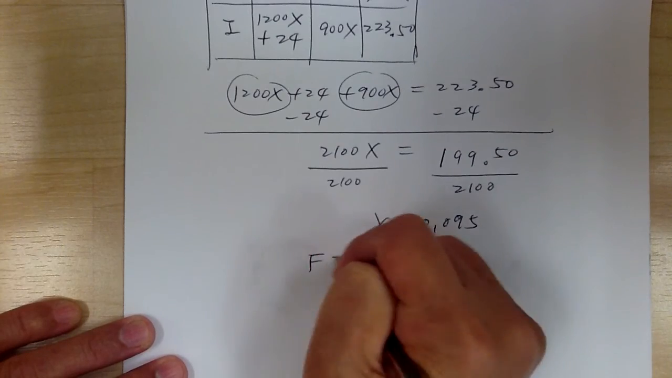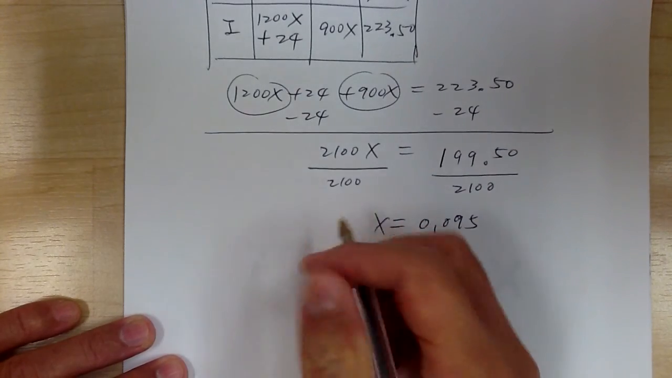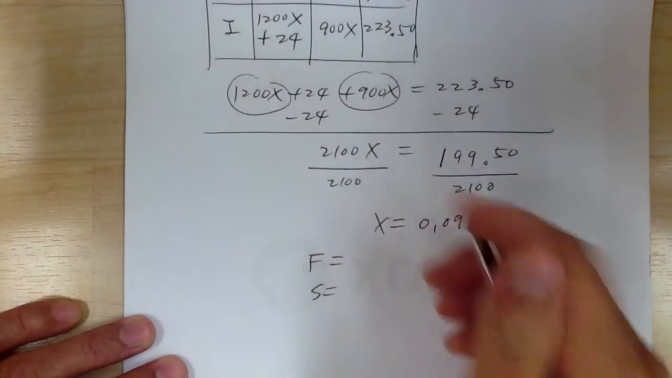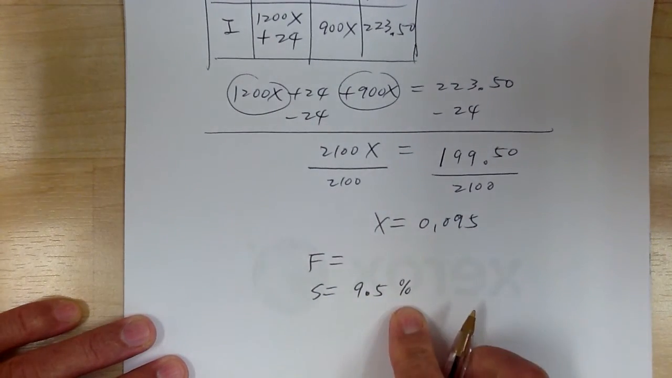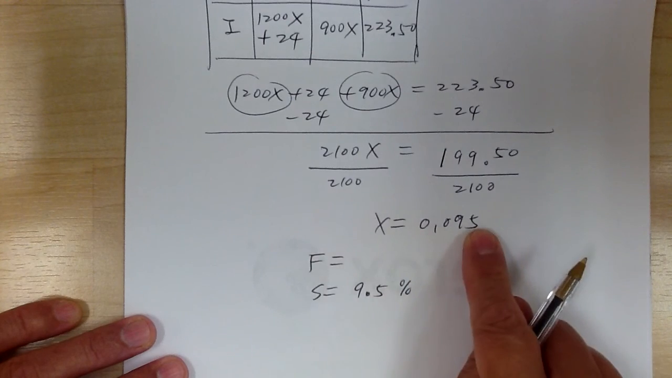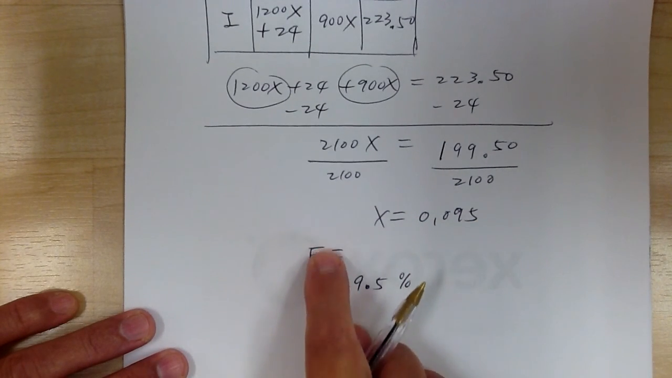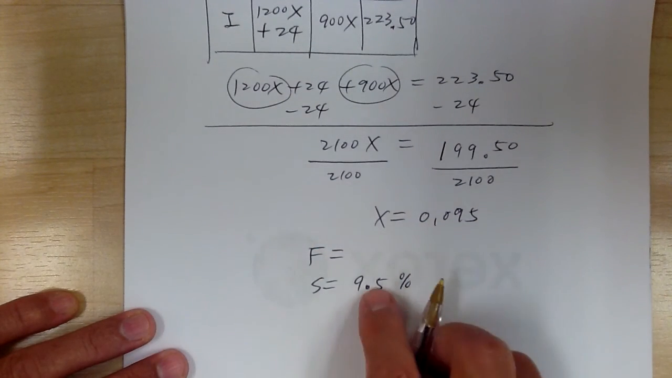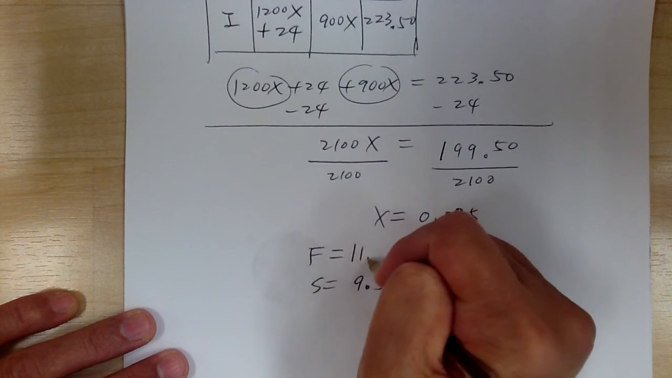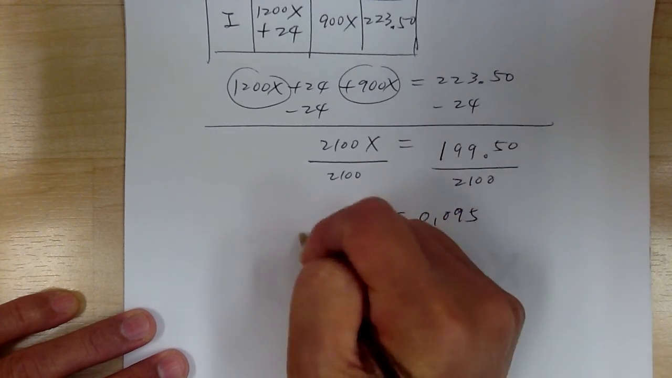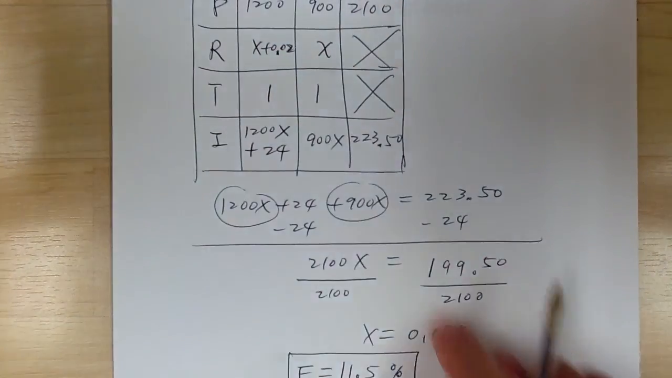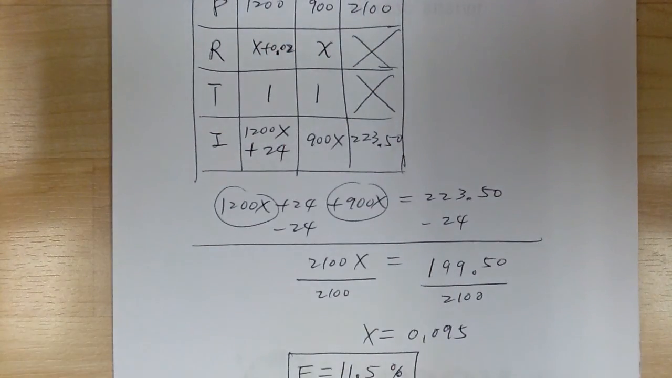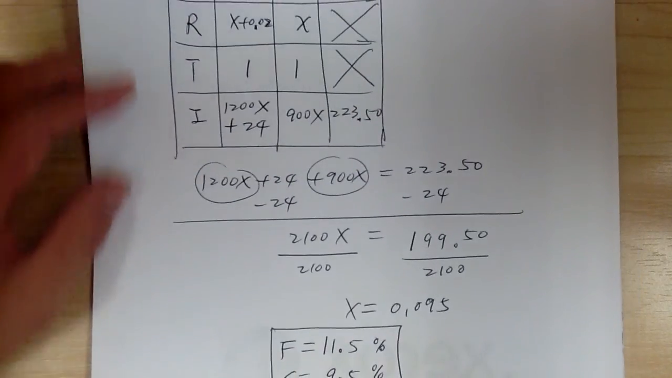So let's do the second account first. Second account is x, so it'd be 9.5%. Okay, that's an easy one, right? You just move the decimal 2 places over. And the first account is 2% more. So you add 2% onto this, and that gives you 11.5%. Or you can use the decimal, you add 0.02 and you convert back to percents. It gives you the same thing.